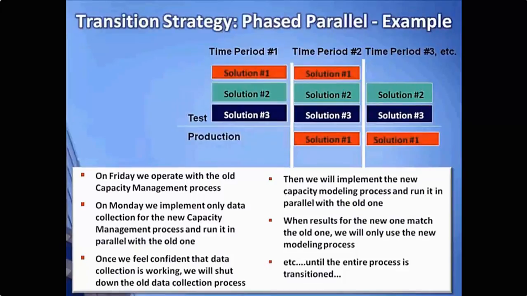Once we feel confident and data collection is working, we shut down the old data collection process that's in the old way of doing things, and then we implement the new capacity modeling process and run it in parallel with the old one. When results for the new modeling process match the old one and we feel comfortable with that, we'll then drop the old one. And we'll keep doing this for each bit and piece and part that we're transitioning into this new process until the entire solution is put into place.